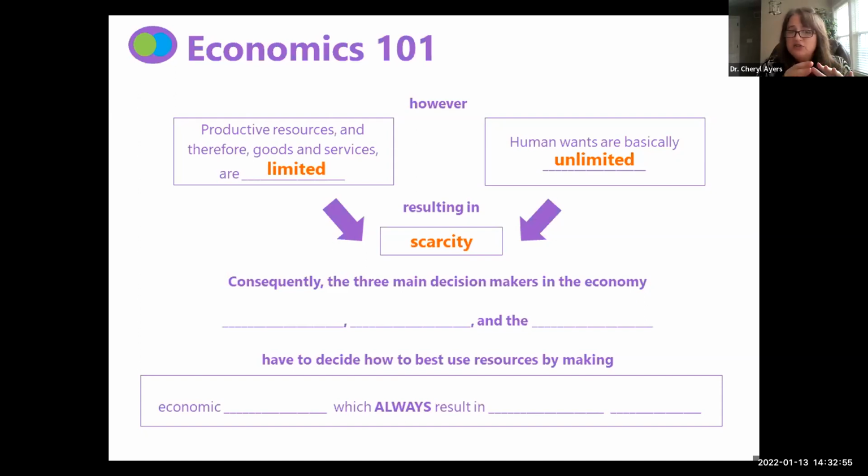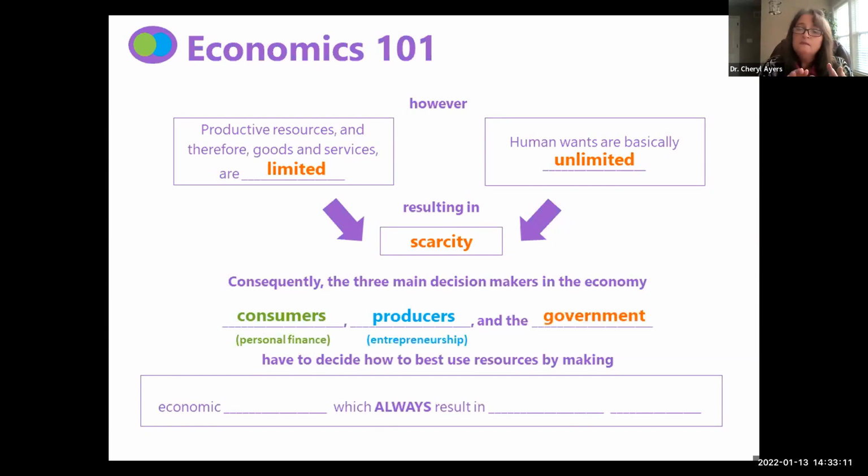So whenever you're backed into the corner because of scarce resources, the three main decision makers in the economy, which would be consumers, hence the personal finance content we're going to go over today, producers, entrepreneurship, and then the government. So whenever you're talking about scarcity experienced by any of these three players in the economy, you're talking about economics.